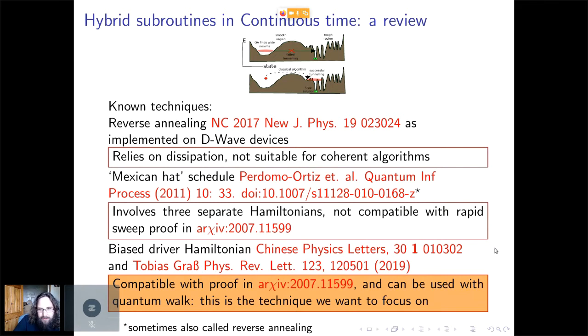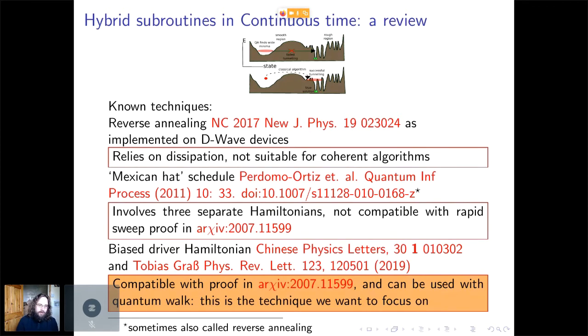But there's another technique, originally introduced in this paper in Chinese Physics Letters, and then later examined by Tobias Grass in a Physical Review Letters paper. I didn't have the date for the Chinese Physics Letters one. This is 2011, I believe. They've looked at what this just involves: instead of having transverse fields, you make them not exactly transverse.